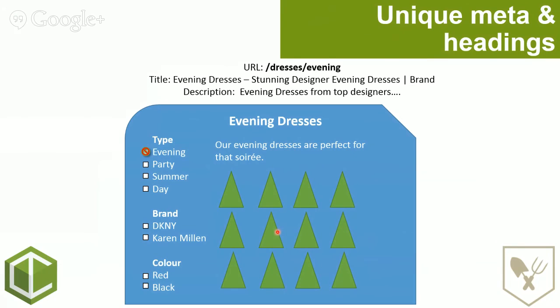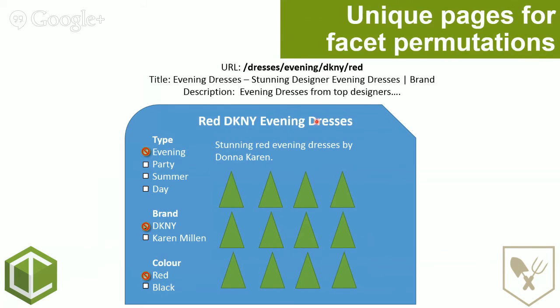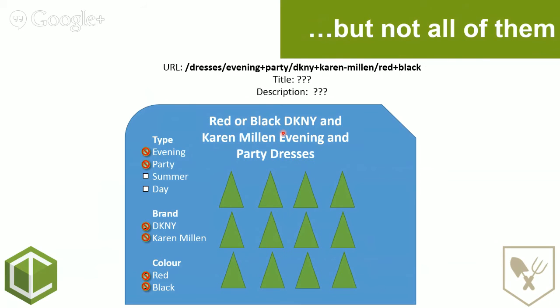This is more about building a decent functional spec for your developers. You need to have all of this functionality to have a good category system. First one is obviously to have unique meta and headings for all of your category pages, and you want to have that for every permutation. So when people select reds, you want to show reds in the heading and in the meta. That'll make you eligible to rank for the term red DKNY evening dresses in this case.